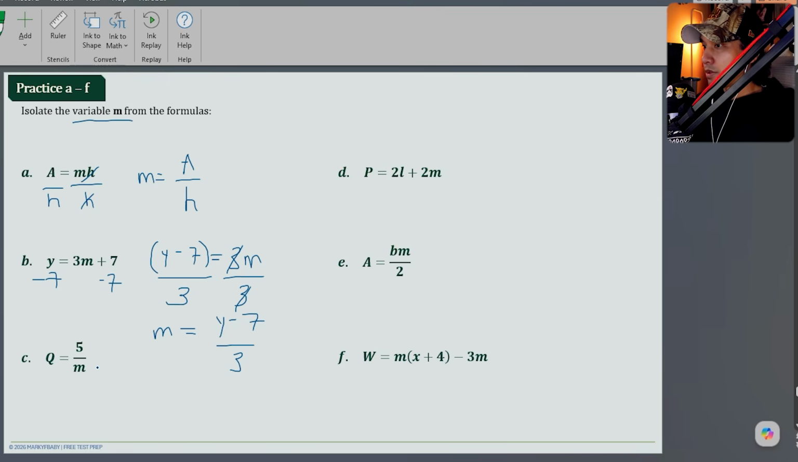Okay. Then we get q equals 5 over m. And what I'm going to do here is multiply the m, and these cancel out. And I must do this on the other side, multiply by m, and I'm left with qm equals 5. And I'm going to divide by q.